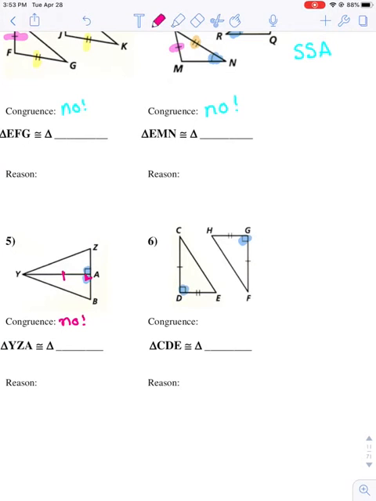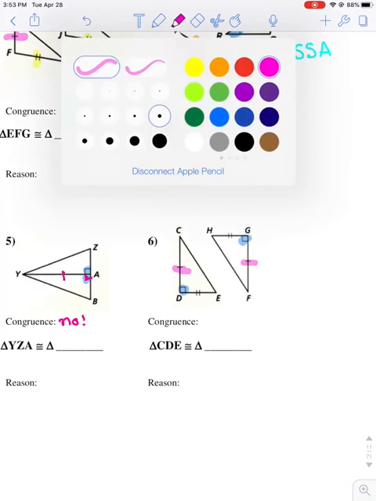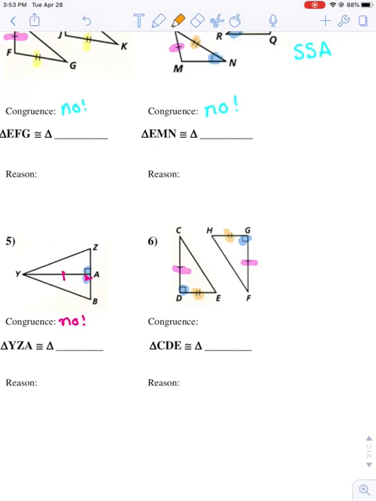Last one on this page. So I see that they share this angle. They both have a right angle. And they share this side. And they share this side. Hypotenuse leg won't work because I don't have any information about the hypotenuse. But I do know that they have side, angle, side in common. The angle is in between the 2 sides. So this is going to be side, angle, side.